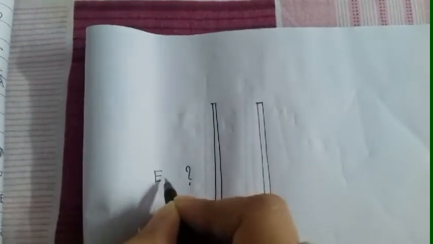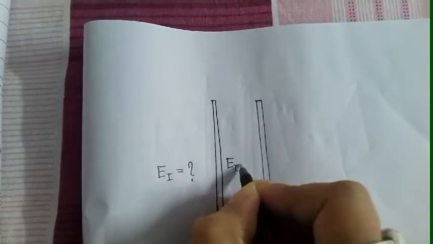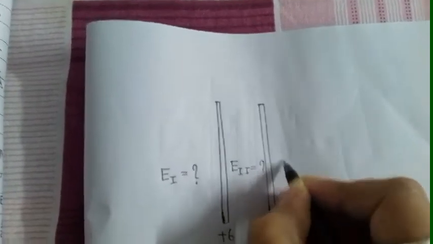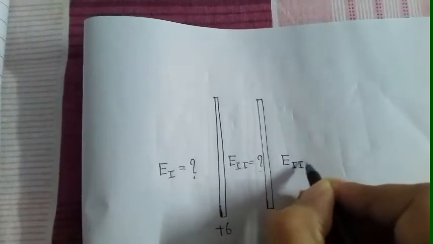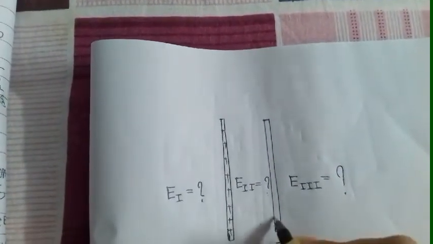Suppose we take this as region 1, and we have to calculate the electric field in region 1, in region 2, and in region 3. Now the question is how to calculate it. Suppose this is a uniformly charged sheet of plus sigma, and this is minus sigma. So negative charge is there.